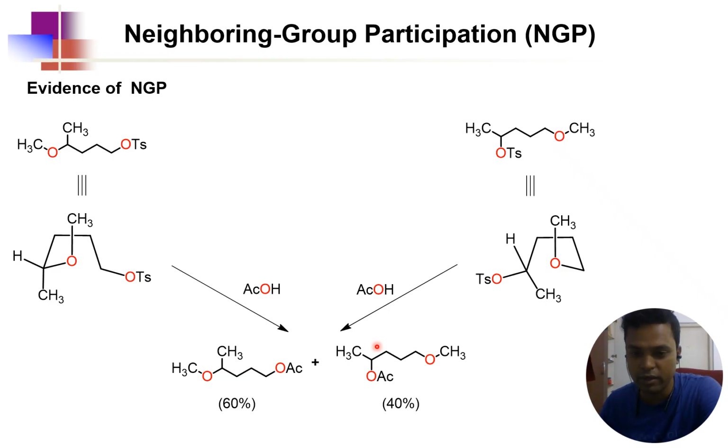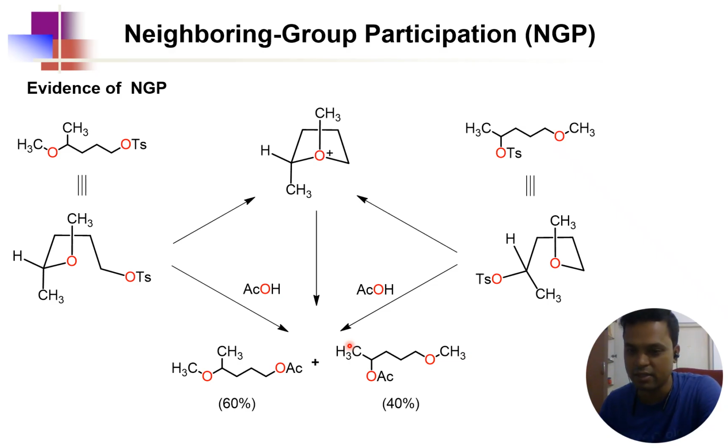Interestingly, it was observed that you can start from either this isomer or this isomer, and you always end up with a 60-40 mixture of these two compounds. How is this possible? The possible way is this one. In both cases, this is the common intermediate.